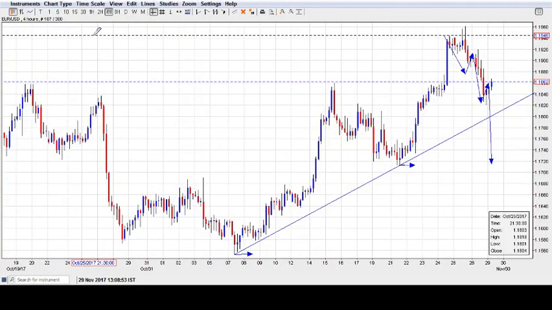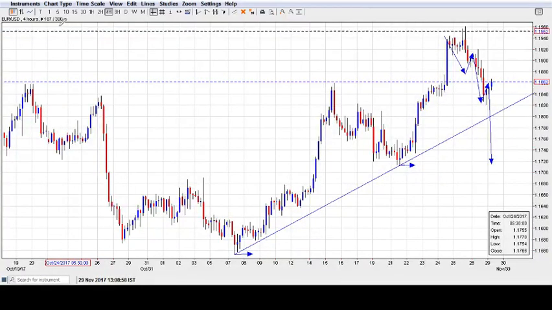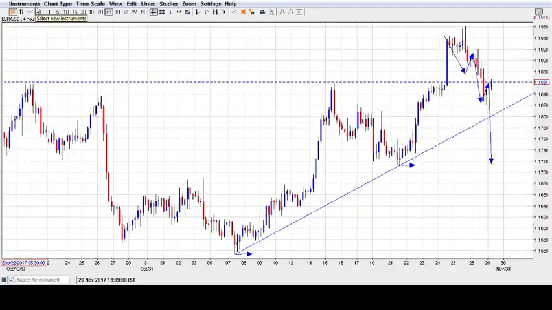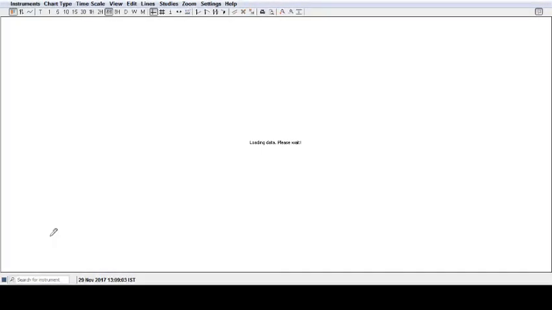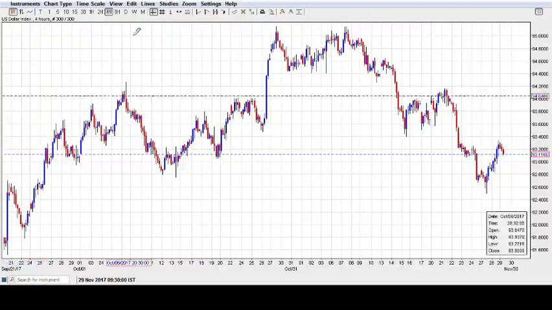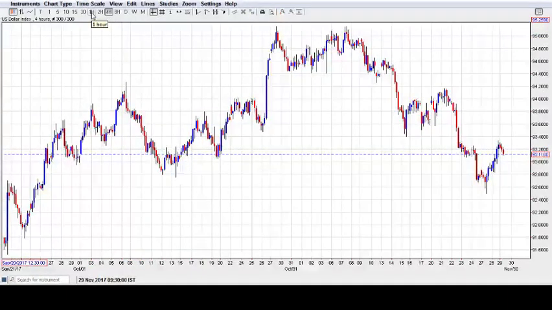So Euro USD, we are still looking on the south side, brothers and sisters. Kindly remain on the short side. Let's go on to the dollar index chart now. It's probably more or less the same thing that we have discussed on the euro, but on the opposite side.